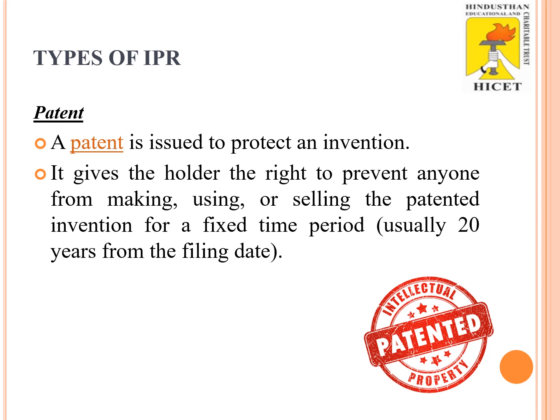Coming to the first type, that is patent. So what is a patent? A patent is issued to protect an invention. It gives the holder the right to prevent anyone from making, using or selling the patented invention for a fixed time period, usually 20 years from the filing date.